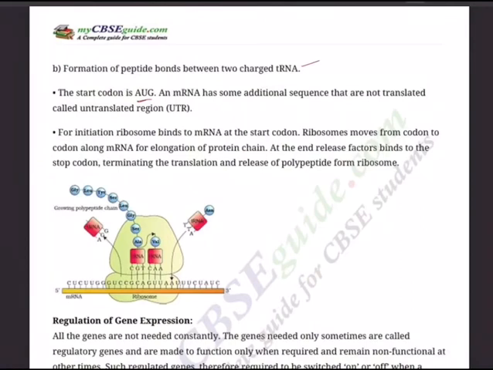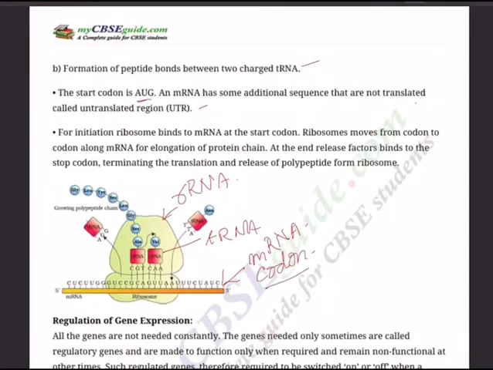An mRNA has some additional sequences that are not translated, called untranslated regions, UTRs. For initiation, ribosome, as I said just now, ribosomal RNA, rRNA. You got rRNA, you got tRNA, you got mRNA. All three are involved in protein synthesis, remember this. And on mRNA, you can see here the triplet code. So there are 3 nitrogen bases together, and that's called a codon. And this codon should match with the anticodons of tRNA.